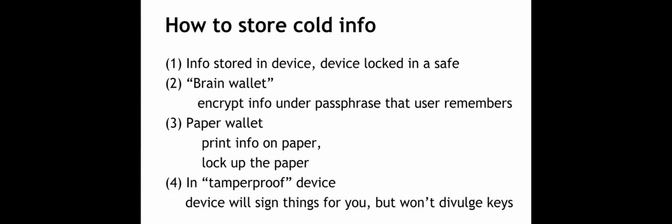The second method we can use is called a brain wallet. And in a brain wallet, what we're doing is we are taking the information that we want to protect and we're encrypting it under some kind of passphrase or password that a user remembers. Then in order to get the information back later, we're going to ask the user to give us the passphrase and then we'll be able to decrypt.